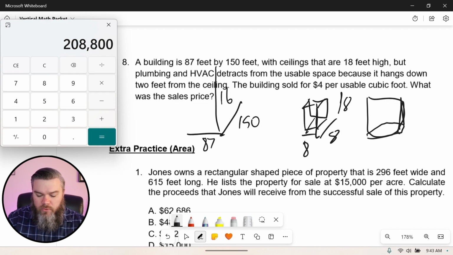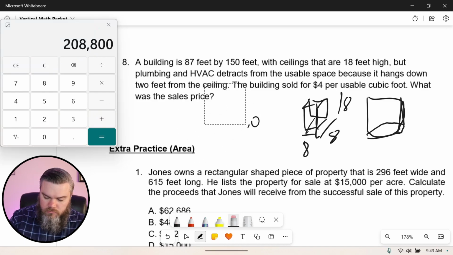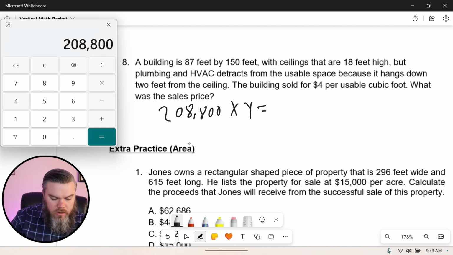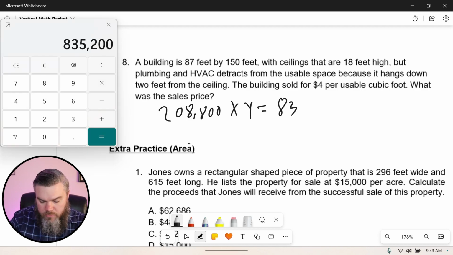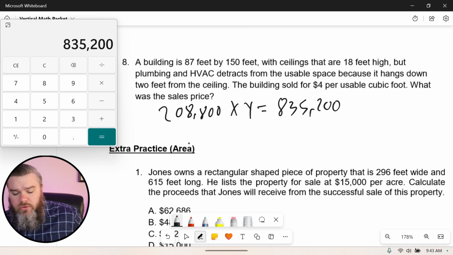And the building sold for $4 per usable cubic foot. So let me erase all this. What we're saying here is it has 208,800 cubic feet that are usable, times our $4 per usable cubic foot. Let's multiply that out. The building sold for $835,200. Okay, don't let this cubic thing screw you up too much.